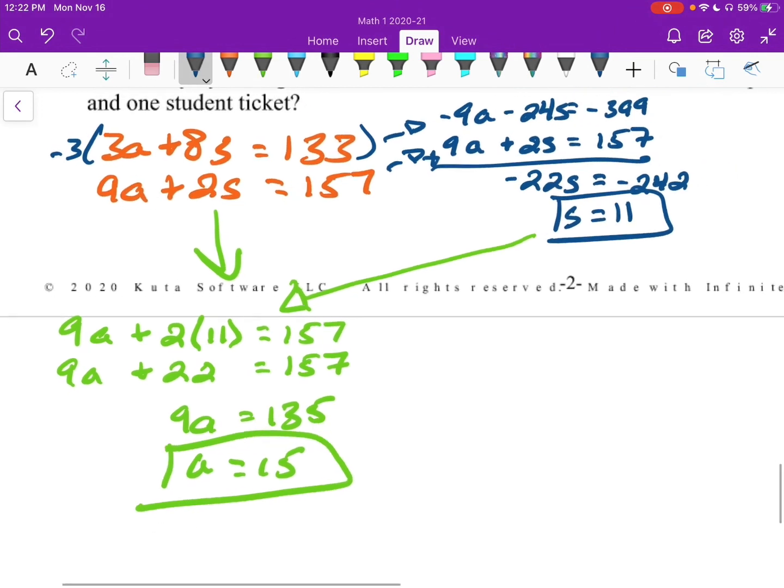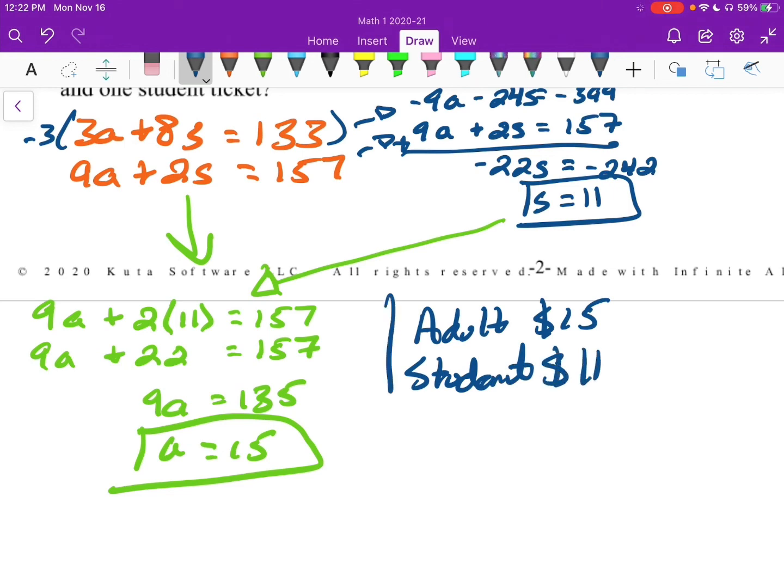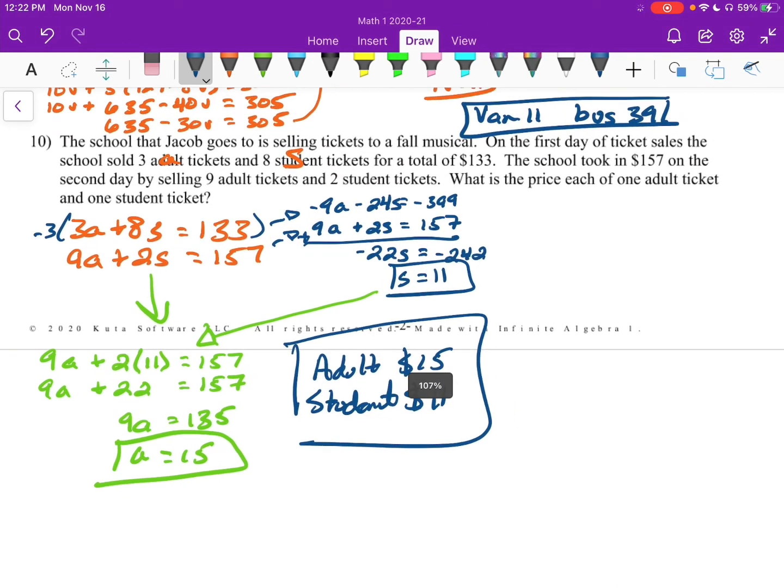So to write that in words, I'd say an adult, $15, student, $11. All right, there we are.